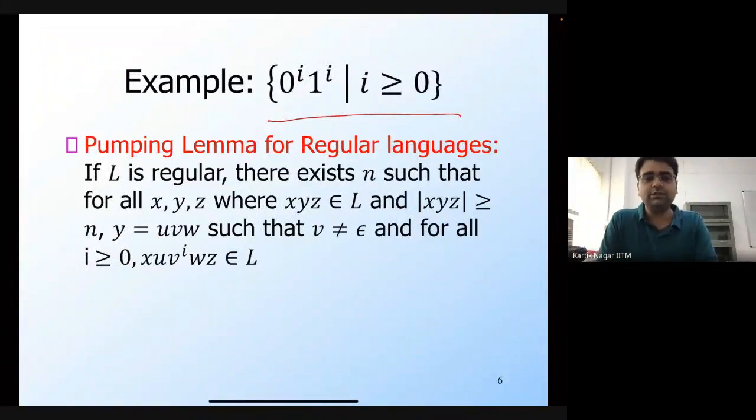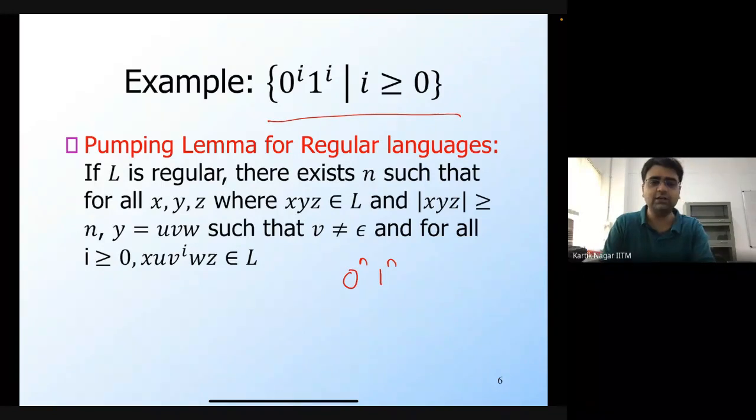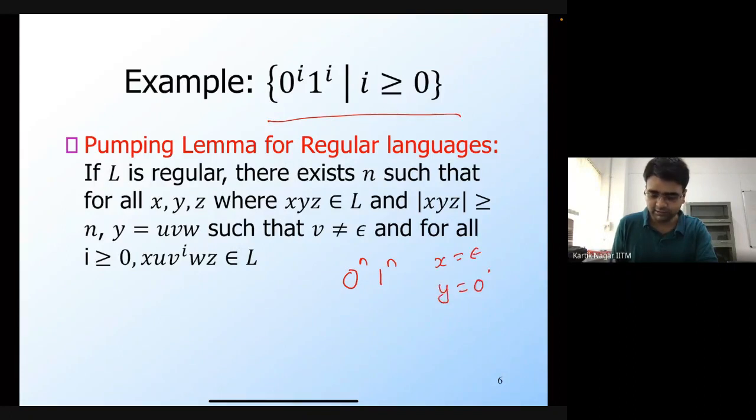So we use this pumping lemma in its contrapositive form. Which means that if the daemon picks some n, any n, then I can take the string 0^n 1^n, which is in the language. No matter how the daemon breaks it down, I have to pick x, y, and z such that the concatenation is 0^n 1^n. So one way to do this is that I pick x equal to epsilon, y equal to 0^n, and z equal to 1^n.